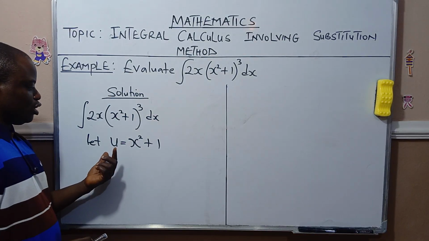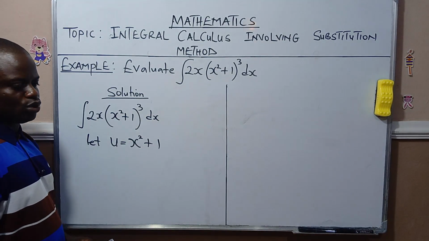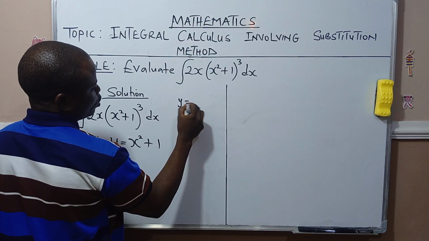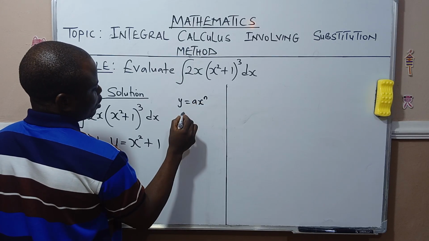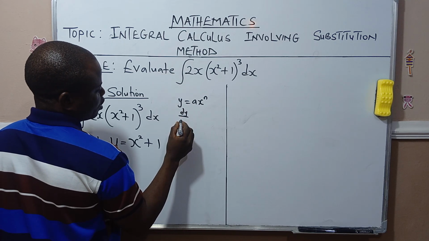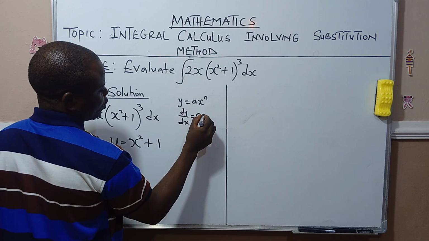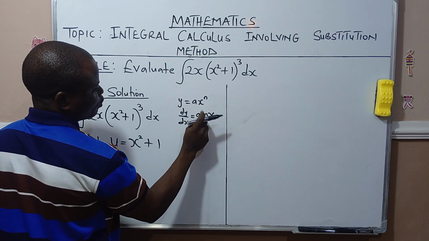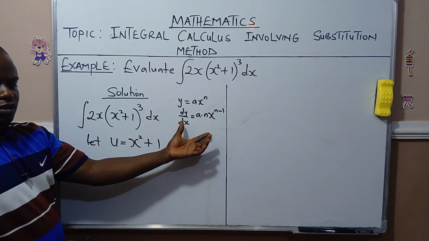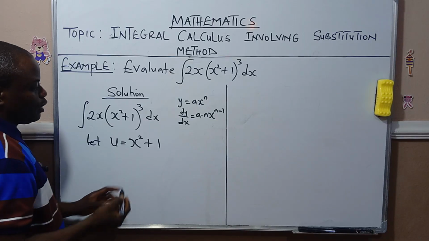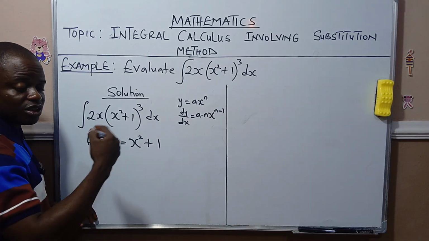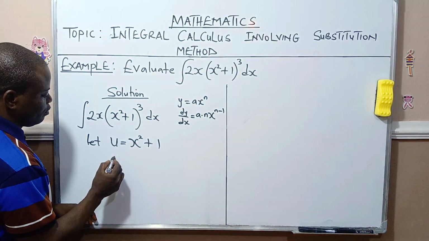From the assumption, let u equals x squared plus 1. Under differentiation, when you have y equals a x raised to power n, you're not differentiating dy, you're differentiating y with respect to x. dy dx equals a dot n x raised to power, this n will come to the front, this power n minus 1. That's the differentiation method. But when you are differentiating a constant, it will be 0. Whether you're differentiating 1000 or 1 million, it will still be 0.